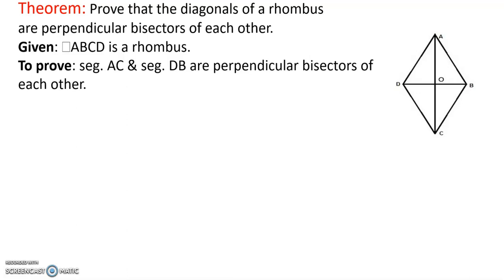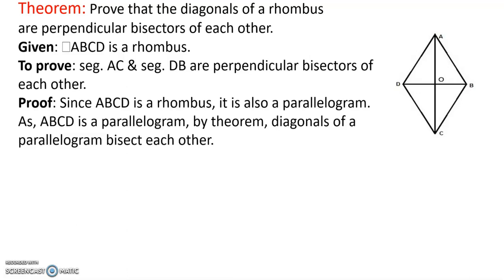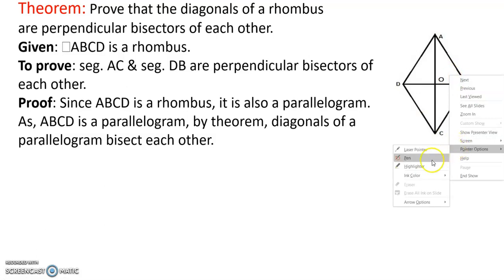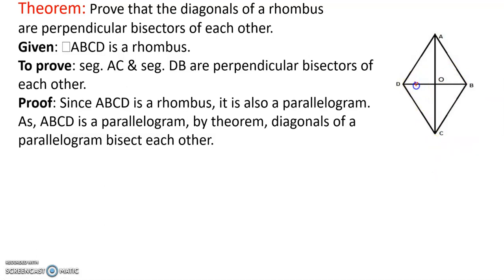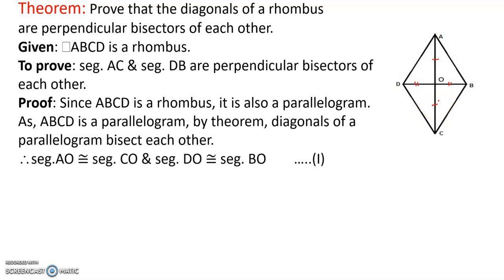Let us go for the proof. As the quadrilateral ABCD is a rhombus, it is a parallelogram too. So, by the property of a parallelogram, the diagonals of a parallelogram bisect each other. Therefore, we can say that diagonal AC and diagonal DB are bisecting each other. That means OD is equal to OB and segment AO is congruent to segment OC. Let us write it down and we will call it equation number 1.